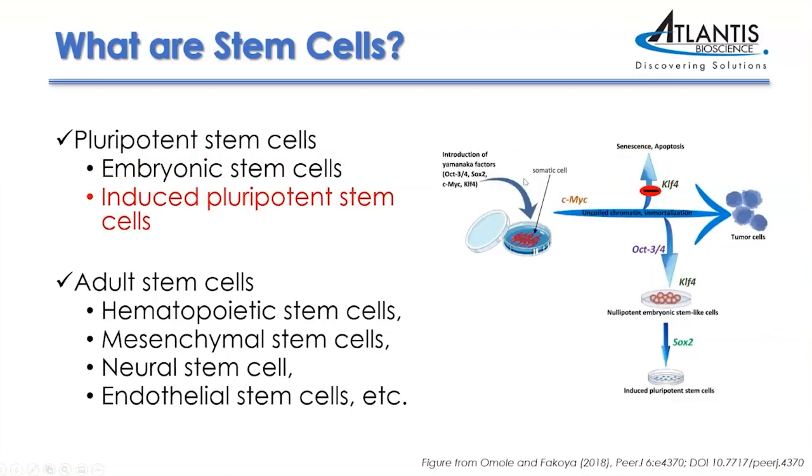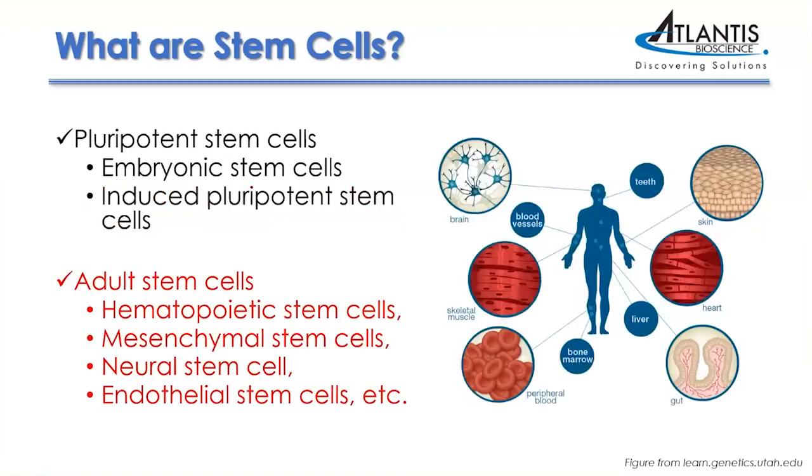Induced pluripotent stem cells are basically generated from somatic cells by the overexpression of four transcription factors, which are also famously known as the Yamanaka factors. These reprogrammed cells are similar to embryonic stem cells, with the ability to self-renew, differentiate, and produce cells of the three germ layers.